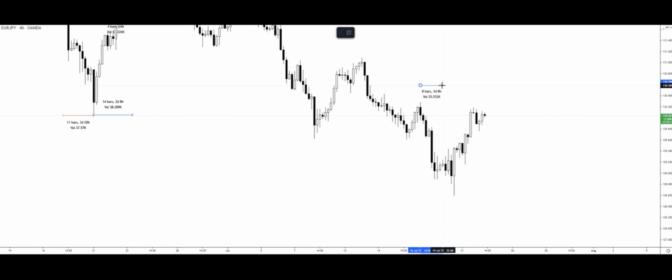So if we measure from this high all the way down to the wick low, change that to red, and then from the same point, we can do this candle. So from this candle to this point and this candle. As you can see, it took 6 bars to reach the upside, and it took 11 bars to reach the downside. So this tells us that the bulls are in control.